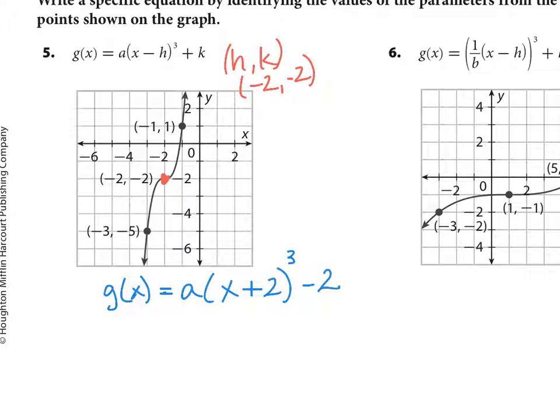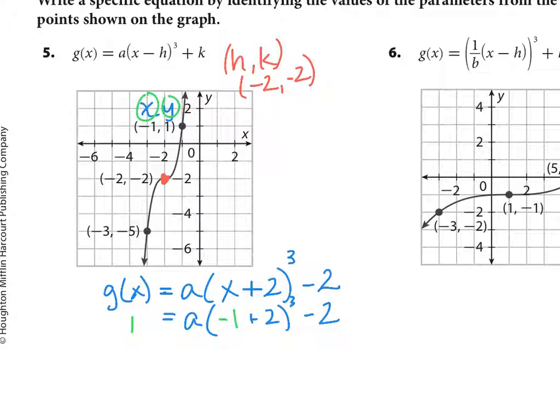All right, now I need an x and a y. So I'm going to choose this point up here. This is going to be my x, and this is going to be my y. So y goes in on that side, equals a, x is negative 1, so that comes from this x and this y, plus 2, quantity raised to the third power, minus 2.